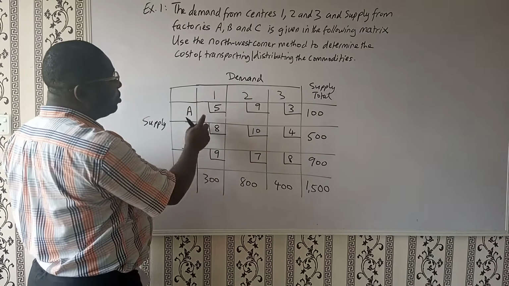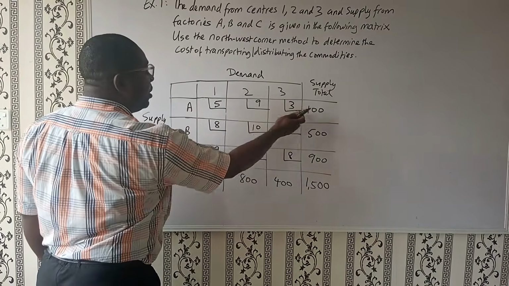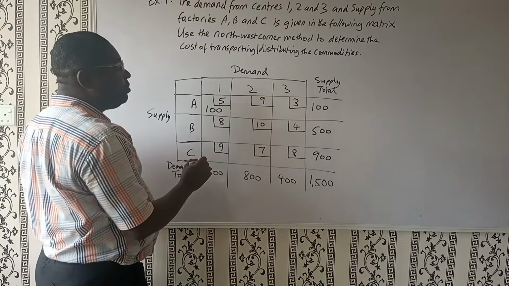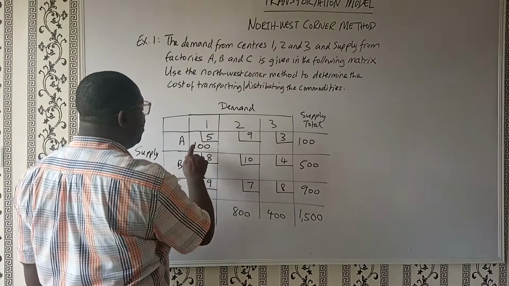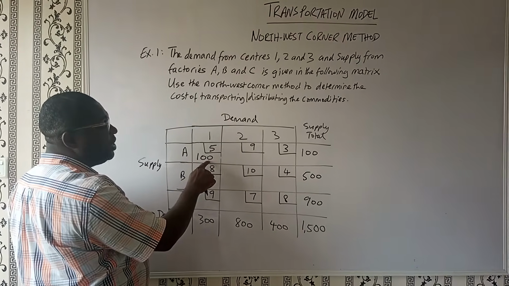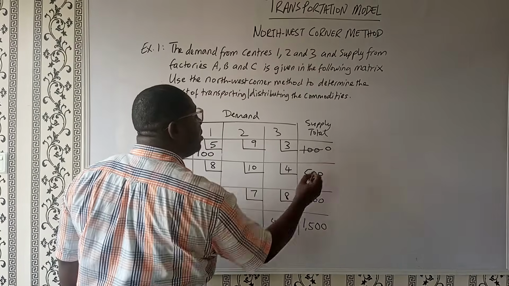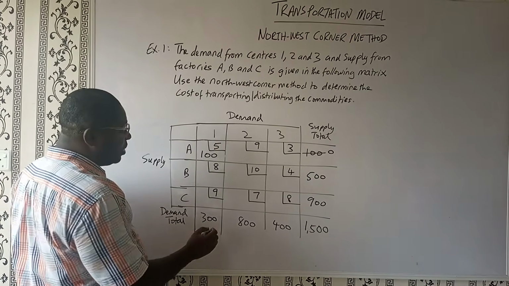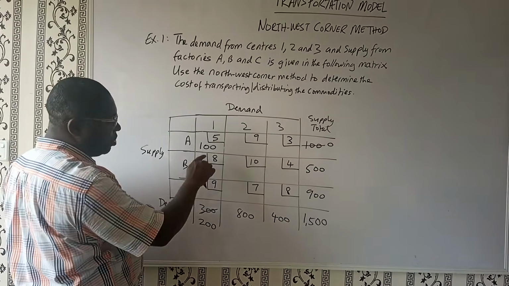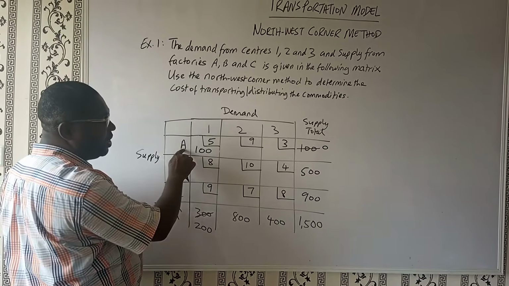So we have to now exhaust the supply of factory A. What we're going to do is put this 100 into this box here, into this cell. The 100 from factory A has gone in here. It crosses out this, so we have exhausted this, and we have a 0 here. Then this reduces to 200 because we have taken 100 already from factory A.